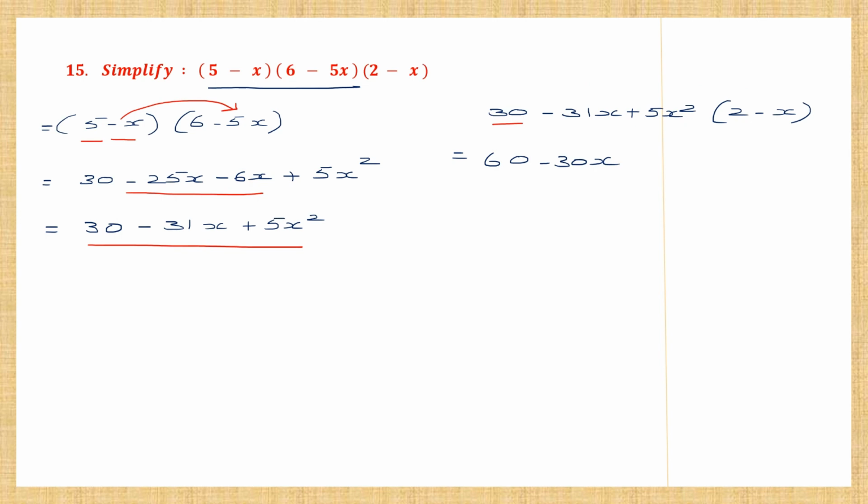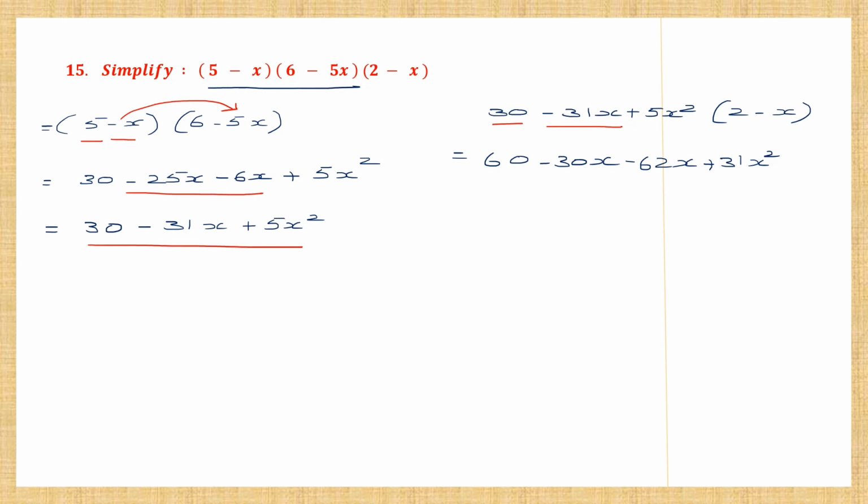Now let's start with the next term, which is minus 31x. Minus 31x into 2. So the sign is minus. 31 into 2 is 62 and then we have x. So that's minus 62x. Now minus 31x into minus x. Minus into minus is plus. The number is 31. X into x is x to the power of 2.